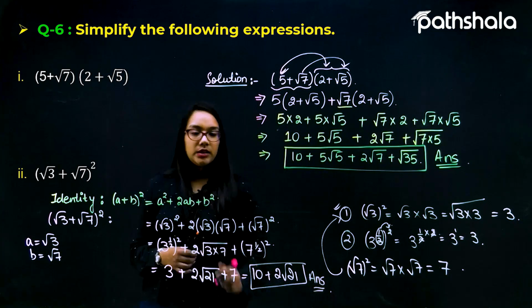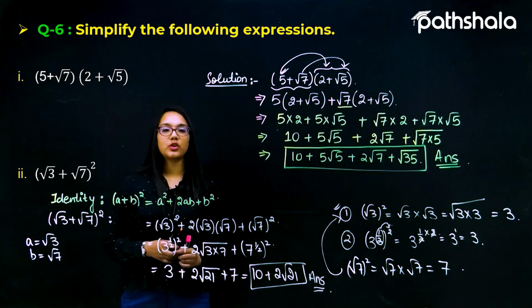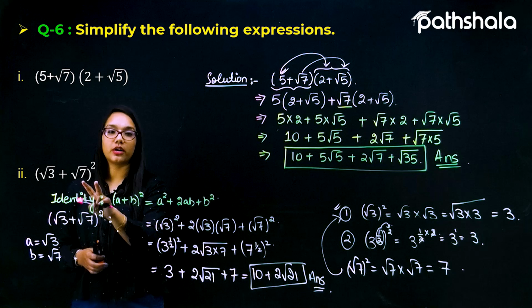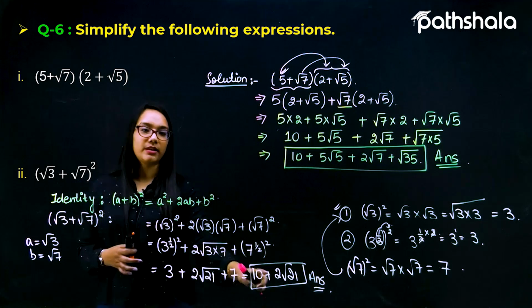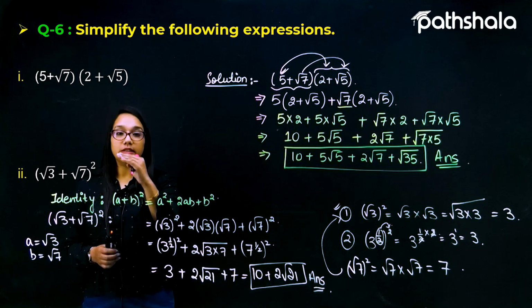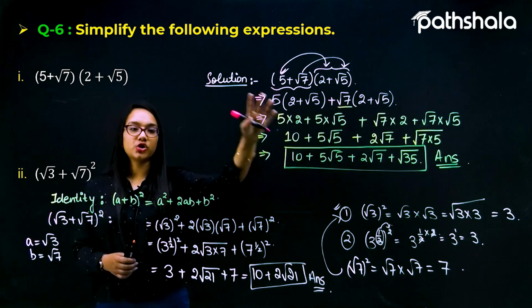Using the identity a plus b whole square, which is equal to a square plus 2ab plus b square, we have solved this expression as 10 plus 2 root 21. I hope the concept of solving these two expressions in such a form is all clear to you.